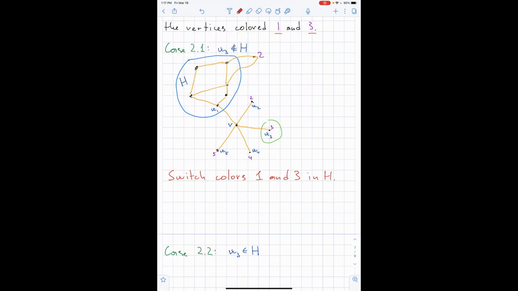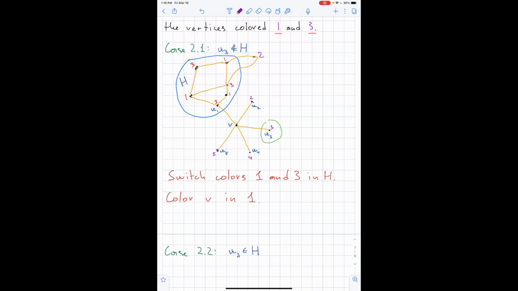So I put, instead of 1, 3 here, 1 here, 1 here, 3 here, 3 here, and 1 here. And now it's still a proper coloring, and you can see that color number 1 is not used in the neighbors of V. So we can color V in color number 1.